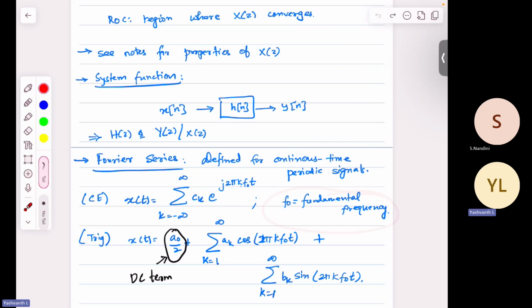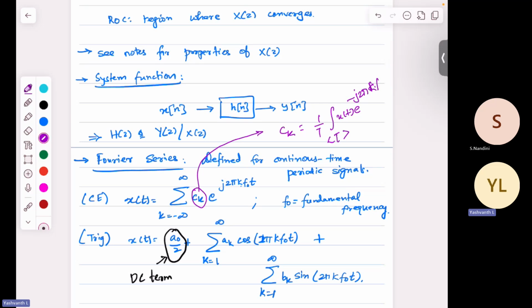This is called the complex exponential Fourier series. You can find the value for c_k. If I am not wrong, what it says is that you can write c_k as 1 by T, integration over one time period of x of t e power minus j 2 pi k f naught t dt. This was your expression for c_k. So that is the complex exponential Fourier series.